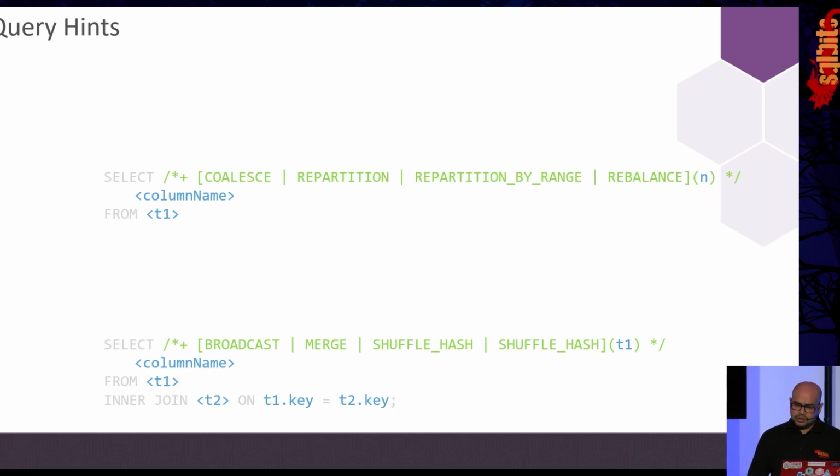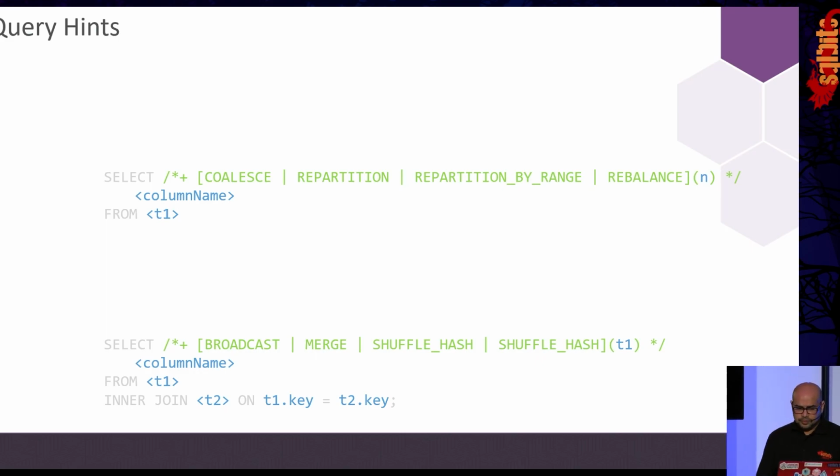Partition hints allow you to change your partition strategy. So you can change it to coalesce, repartition, partition by range, and rebalance. And you can basically change the way it works at the time of executing that query. So before we do our select statement, whatever it is, we can change the way we're going to make sure that it's partitioned. It's really useful.